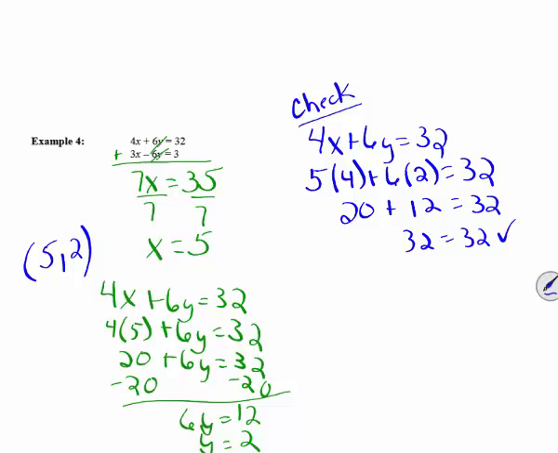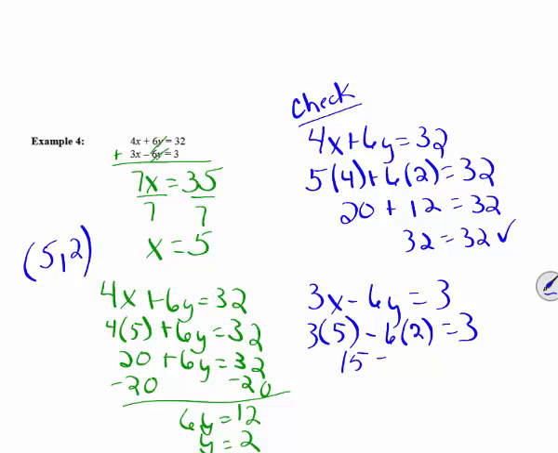Check. Okay. I also have to check it in the other one. 3x minus 6y equals 3. So 3 times 5 minus 6 times 2 equals 3. 15 minus 12. And again, 3 equals 3. So those are the easiest, when you already have them aligned and you don't have to worry about anything.